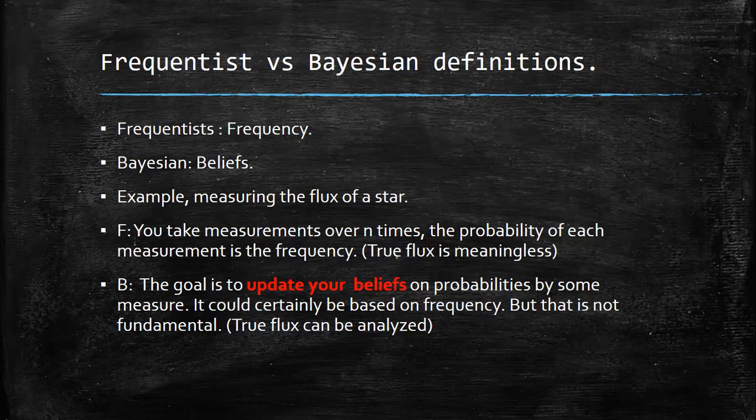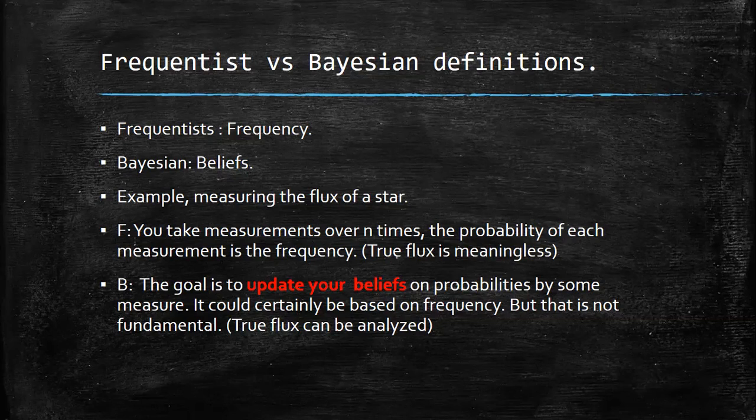If we are measuring the flux of a star, let's say the scientist in our example is an astronomer observing the flux of a star from a faraway galaxy using his telescope. Say he has made n measurements. If the astronomer was a frequentist, he would say the probability of the flux being a certain value would be the frequency in which this value appears in his measurements.